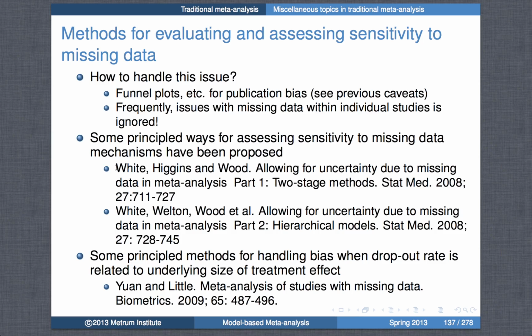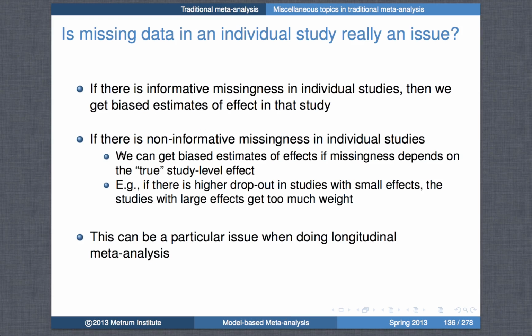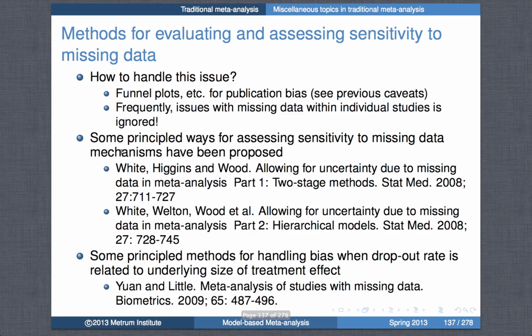In particular, there's a pair of papers by White, Higgins, and Wood that try to do a sensitivity analysis to missing data mechanisms. So they look at a sensitivity analysis going from non-informative to informative missingness. And a paper by Wan and Little in 2009 attempts to give some statistically principled approaches for handling bias when the dropout is related to the underlying size of the treatment effect. So this notion that if the dropout or the missingness within a study is completely at random, but across studies there's some correlation between missingness and treatment effect, they developed some approaches to handling that.